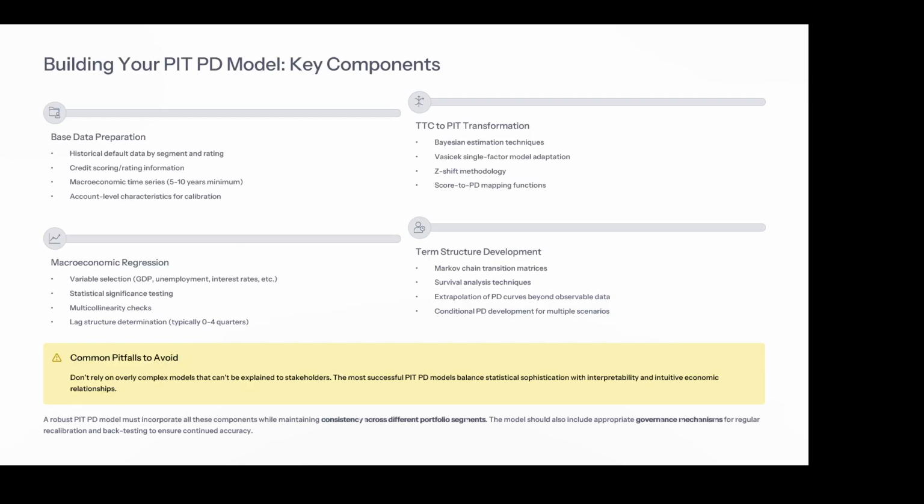How do you build a PITPD model? You start with solid historical data. Then you transform a through-the-cycle PD into a point-in-time one, often using Bayesian or Vasicek approaches. You link PD to macroeconomic variables like GDP or unemployment, check for lags, and develop a term structure. Remember, keep it statistically sound but easy to explain.